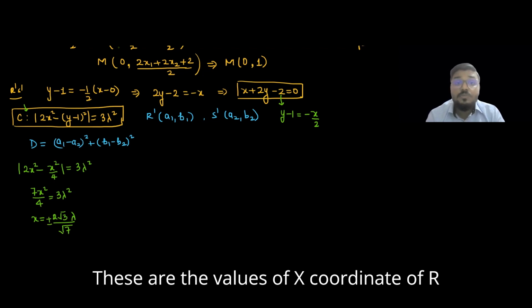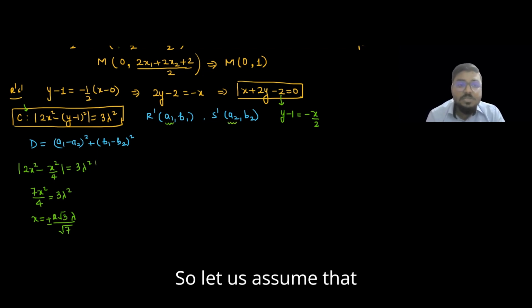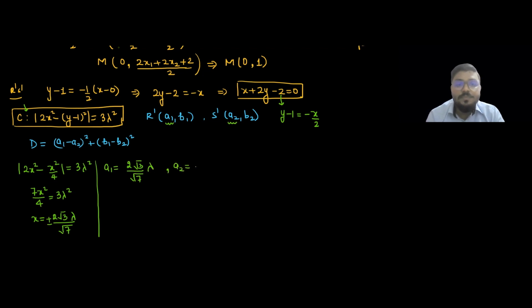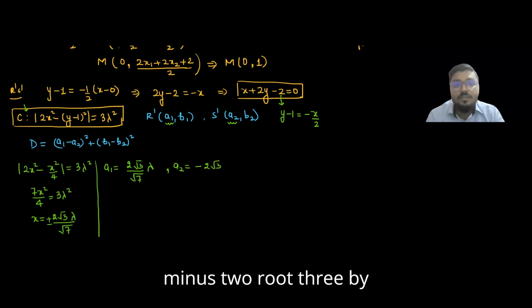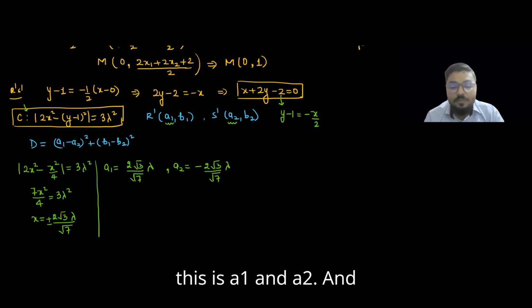Now what are these x values? These are the values of x coordinate of r dash, which is a1, and s dash, which is a2. So let us assume that a1 is here 2 root 3 by root 7 lambda, and a2 is another value, minus 2 root 3 by root 7 lambda. Okay now. So this is a1 and a2.